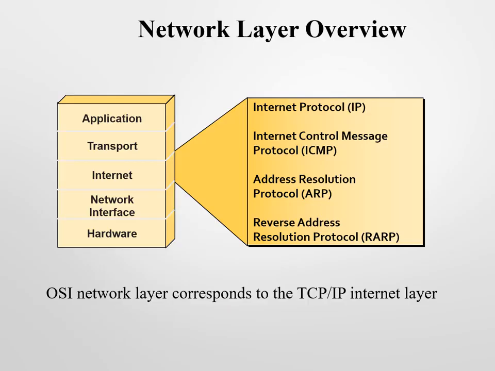Here you can see the internet protocols. The first one is ICMP, that is Internet Control Message Protocol, Address Resolution Protocol, that is ARP, Reverse Address Resolution Protocol, that is RARP, and IGMP, that is Internet Group Management Protocol. Students, what is the function of all these things?